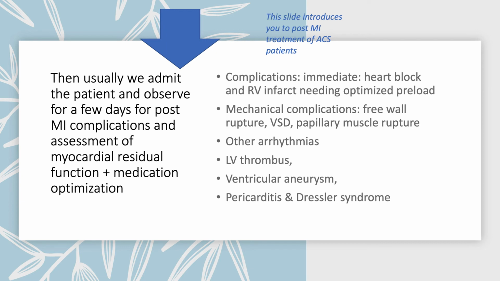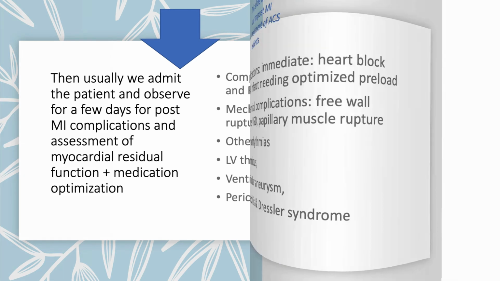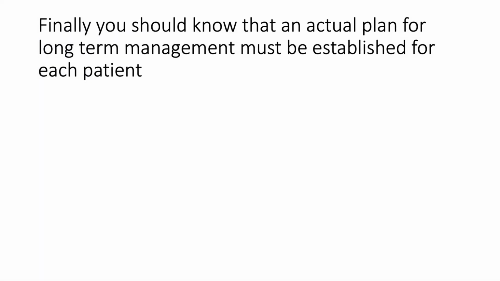So you can have free wall rupture, a ventricular septal defect that is related to rupturing of the septum, because of the ischemia and the brittling of the muscle and the acute inflammatory process, papillary muscle rupture for the same reason, other arrhythmias, all of them can happen really, LV thrombus, ventricular aneurysm, pericarditis, and Dressler syndrome, which is immunogenic pericarditis. Finally, you should know that an actual plan for long-term management must be established.